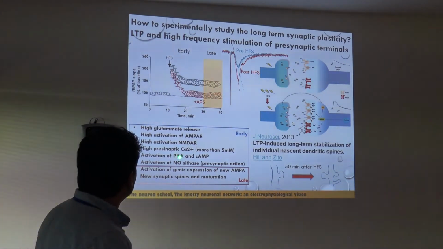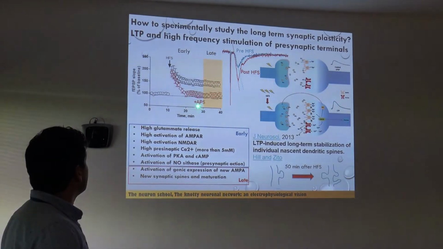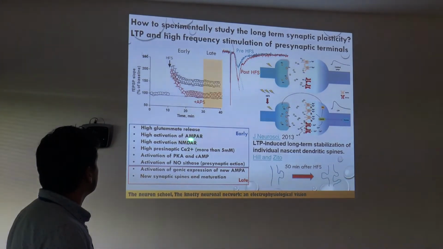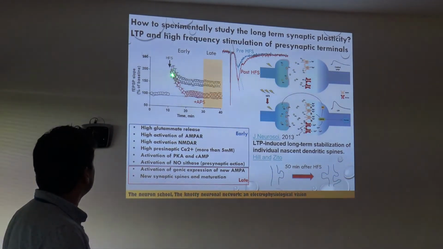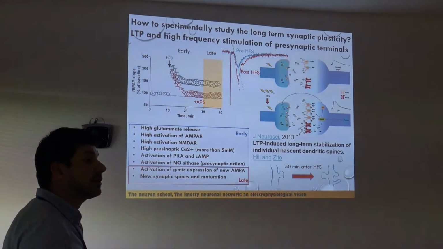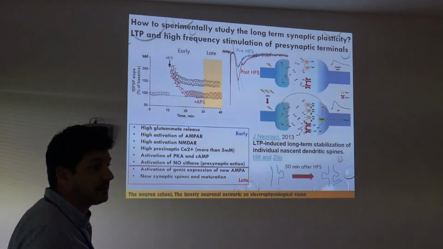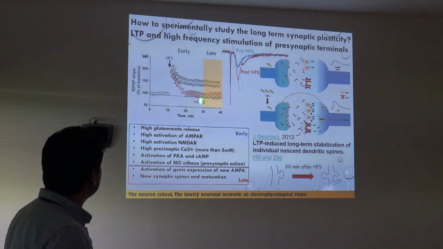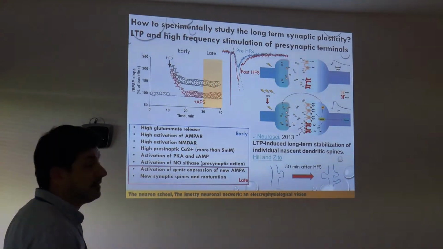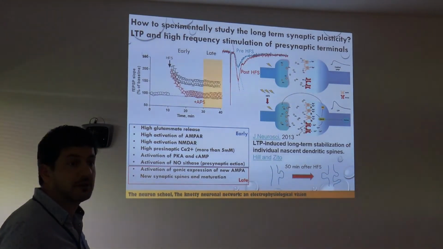If you block the NMDA receptors with AP5, you can see the formation of the early phase because you have a lot of AMPA activation, but after that you come back to the baseline because you don't have the NMDA receptors activated during the process. So this means that this effect is mediated by the activation of NMDA receptors during the plasticity.